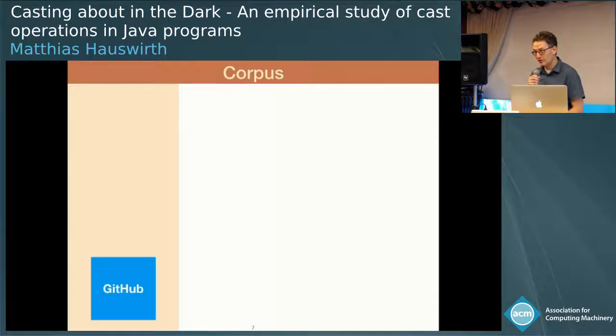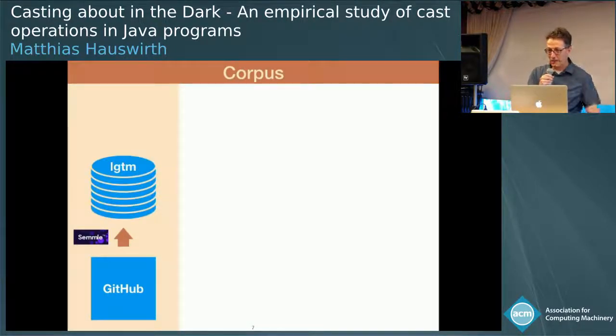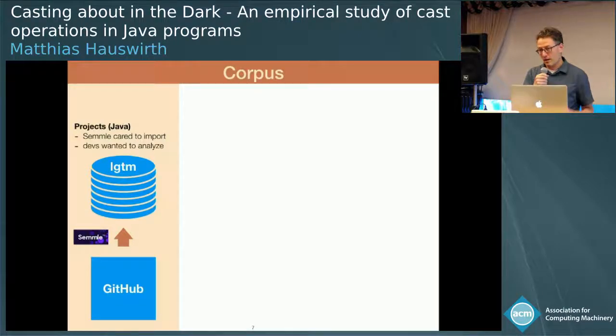The corpus we looked at is indeed GitHub, but given that we didn't like stars, we relied on somebody we trust more, Semmle, to extract from GitHub a significant number of projects that they cared about analyzing with their infrastructure. So we looked at the projects in LGTM, which were projects Semmle cared about, and projects developers pushed into this infrastructure to then do some analysis on.